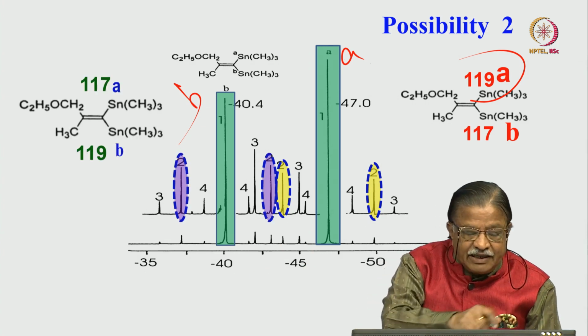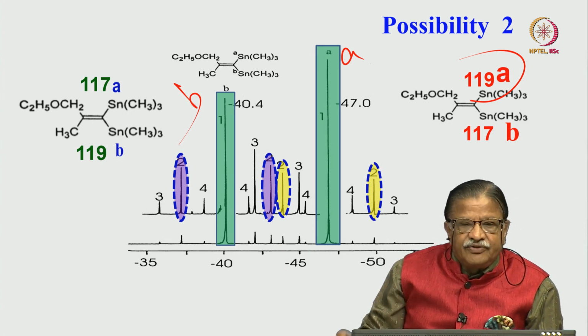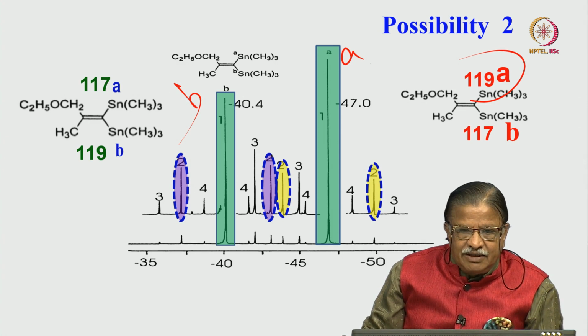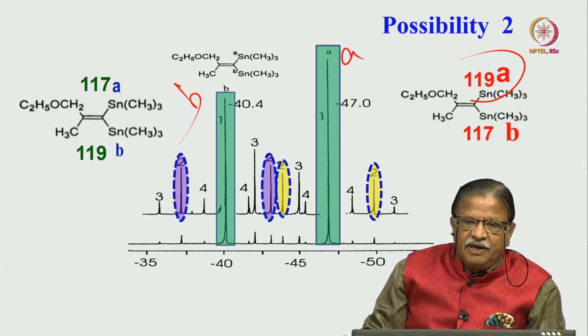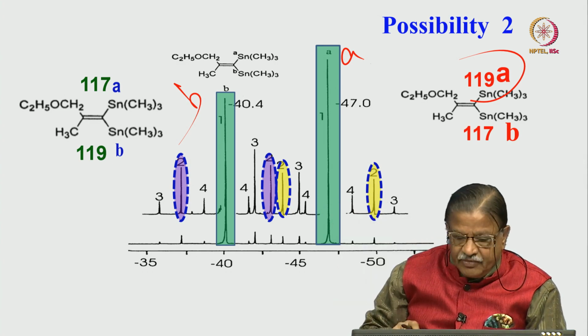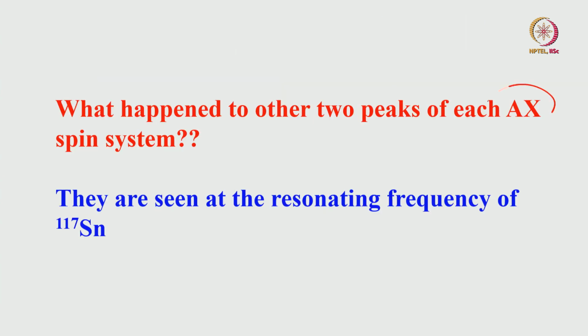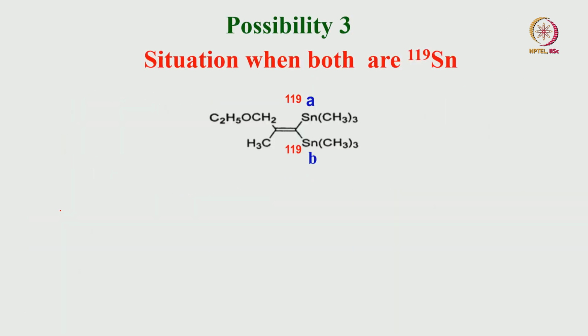Okay. What about the other one? This possibility is another doublet, of equal intensity, exactly from the center you can see. So, 4 peaks we have assigned. The remaining 4 peaks, if you want to see, go to tin 117 NMR. Fine. So, one doublet is detected for this, and the other with this. What happened to the other 4 peaks of the AX? They are seen at tin 117, I told you.